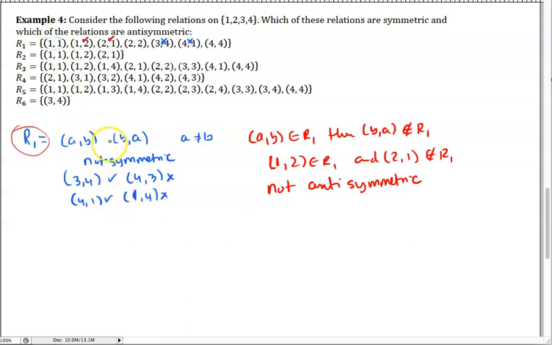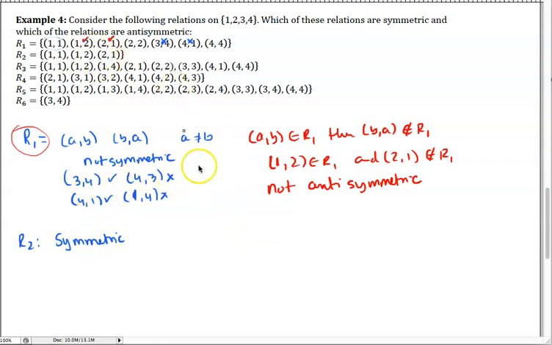Okay, so R1 is both not symmetric and not anti-symmetric. All right, let's look at R2. So R2, I have 1, 1, I have 1, 2, and I have 2, 1. So this is symmetric, because 1, 2 is in there, its opposite is also in there, then we're good.